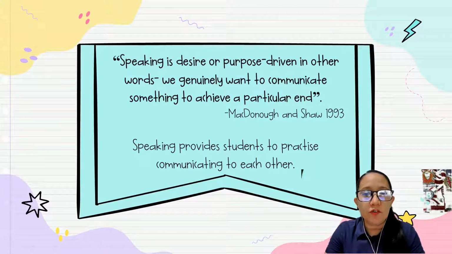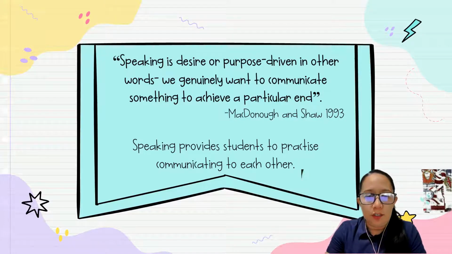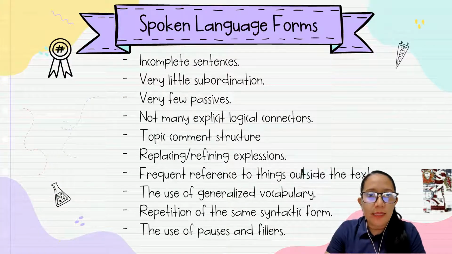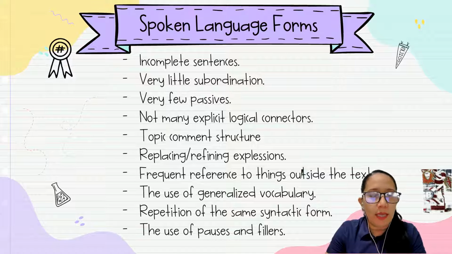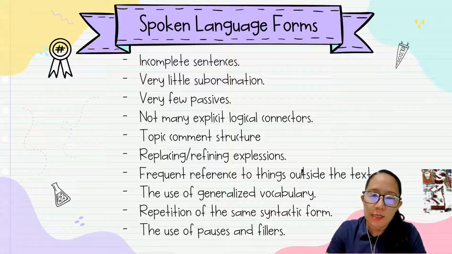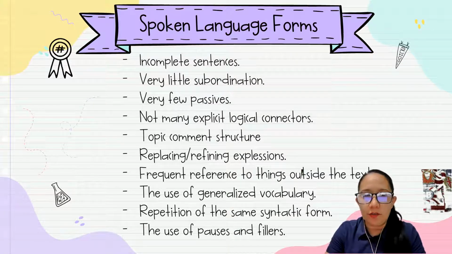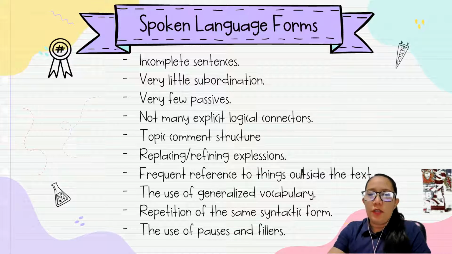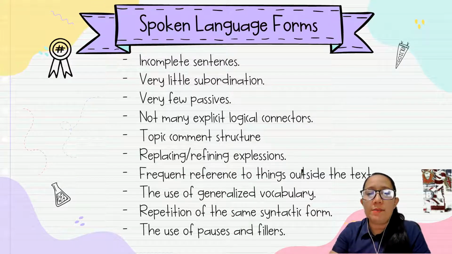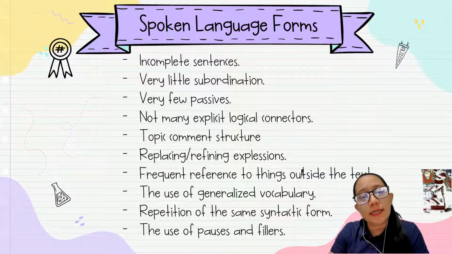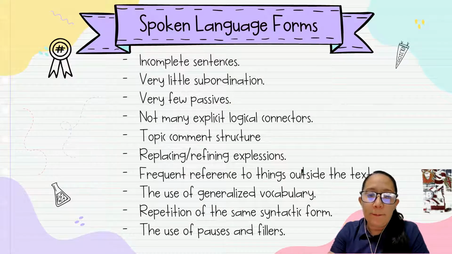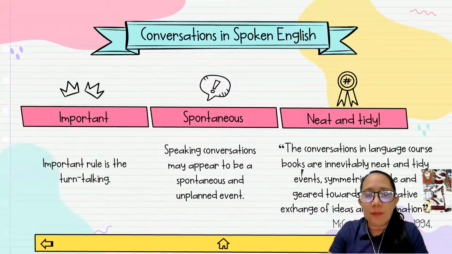Speaking also provides students with practice communicating to each other. That is the main objective here. Spoken language first. When we speak, we use incomplete sentences, very little subordination, very few passives, not many explicit logical connectors. Topic comment structure, replacing defining expressions are less used. Frequent reference to things outside the text, the use of generalized vocabulary, repetition of the same syntactic form, and the use of pauses and fillers is also common when we speak.